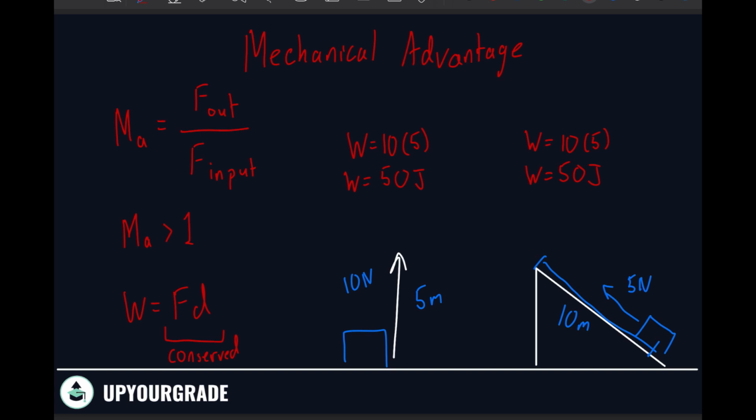But the difference is that in the second example, we increased the distance across which the force was applied. So the distance was increased. And as a result, because the work stayed the same, the force decreased. So we're doing the same amount of work, we're getting the same result, but because we increase the distance, we can actually lower the force required.